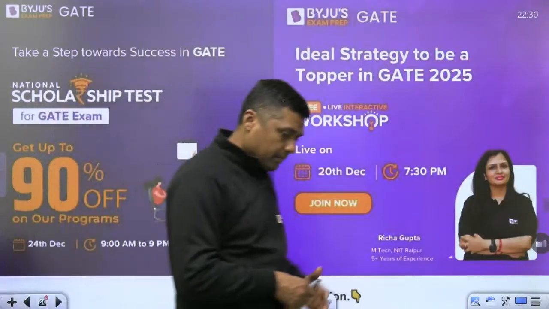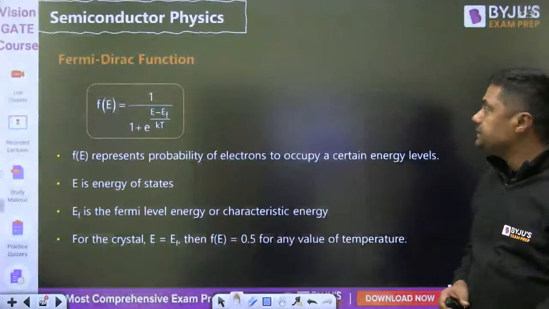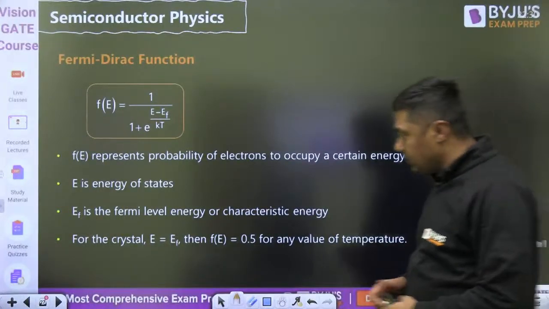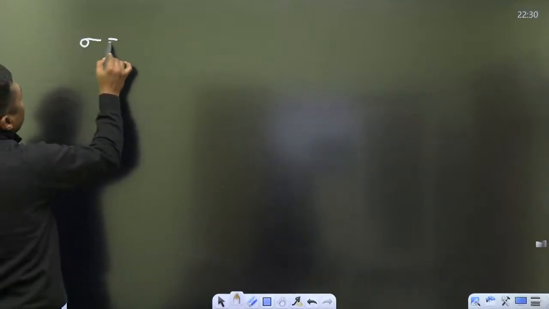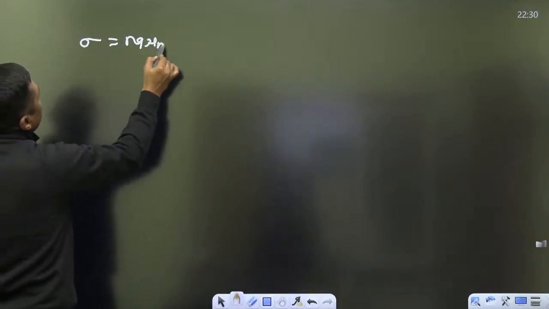Okay then, Fermi Dirac function, that is another one. But before that, one student asked, sir, how? So how means what? Sigma minimum. What is the sigma? Tell me. N q mu n plus p q mu p.